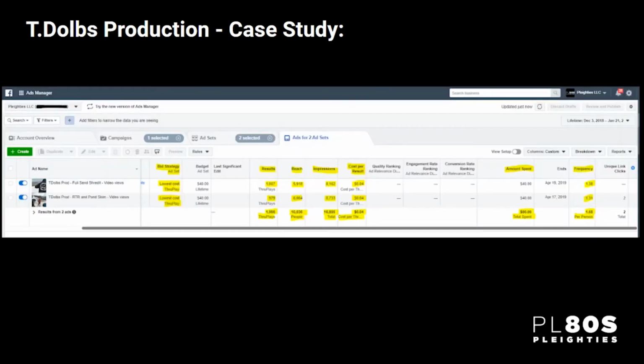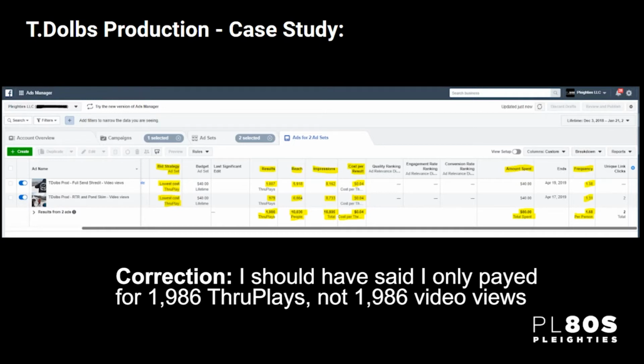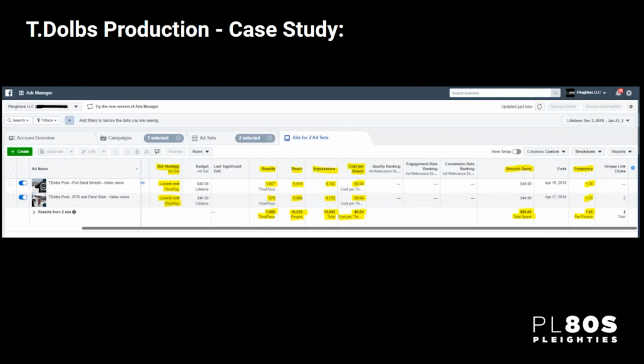Here are the end results of both campaigns in the Facebook Ads Manager. As you can see, the ad strategy was ThruPlays. I only paid for 1,986 video views. However, in the columns to the right of that, you can see I actually got a reach of 10,036 unique individuals with both videos and both video campaigns. And more importantly, impressions: I got just over 16,000.